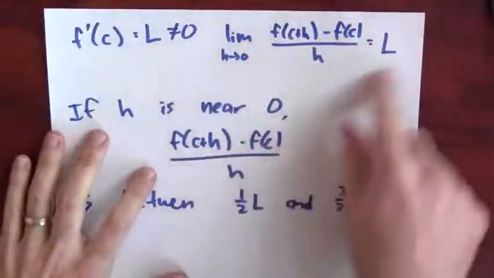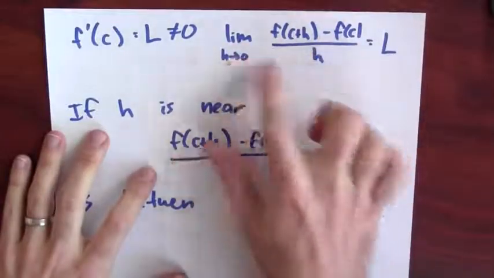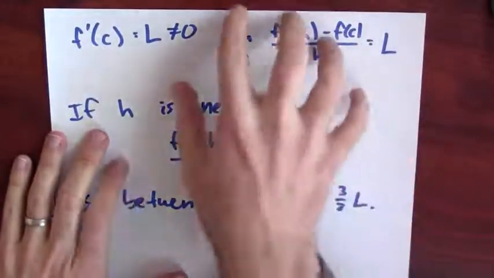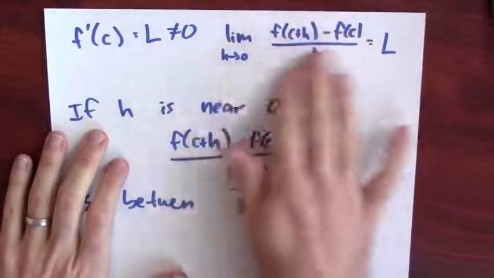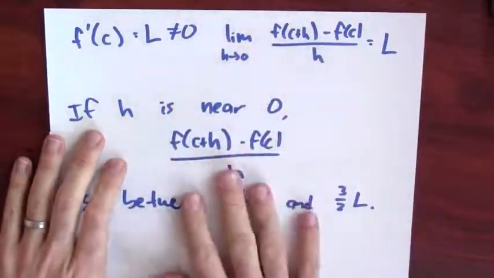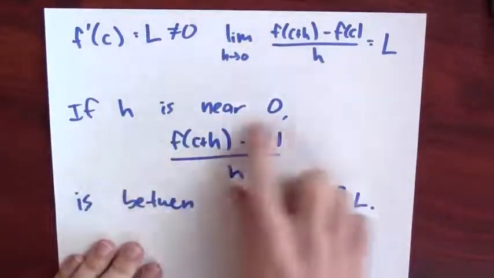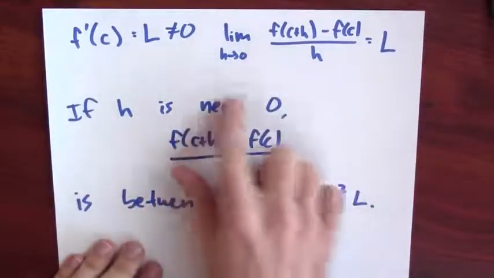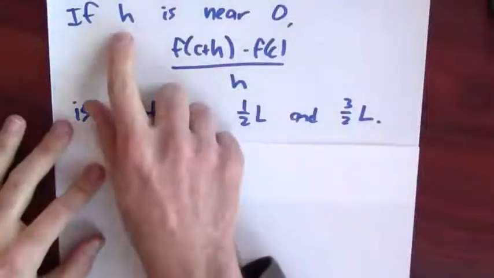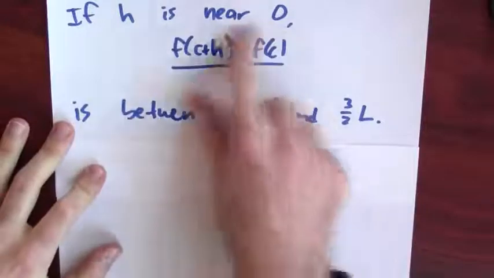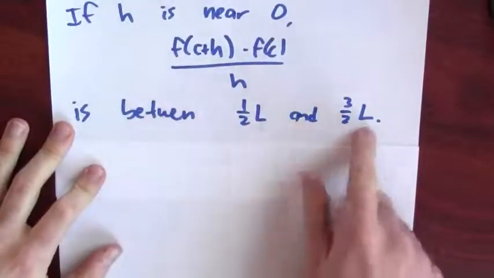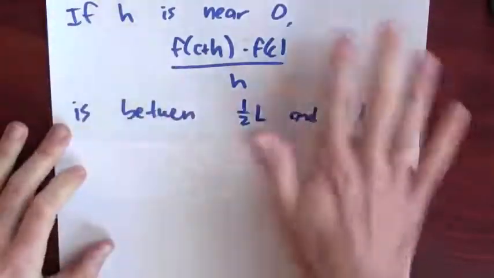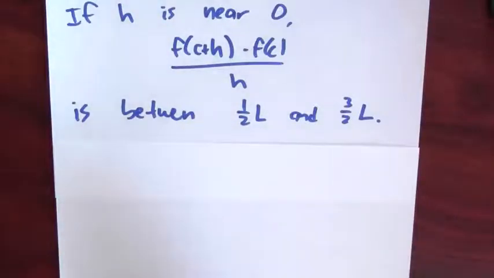Notice what just happened. I started with infinitesimal information. I'm just starting with a limit as h approaches 0, and I've promoted this infinitesimal information to local information. Now I know that this difference quotient is between these two numbers as long as h is close enough to 0. Now we can continue the proof. So I know that if h is close enough to 0, this difference quotient is between 1/2 L and 3/2 L. I'm going to multiply all this by h. What do I find out then?